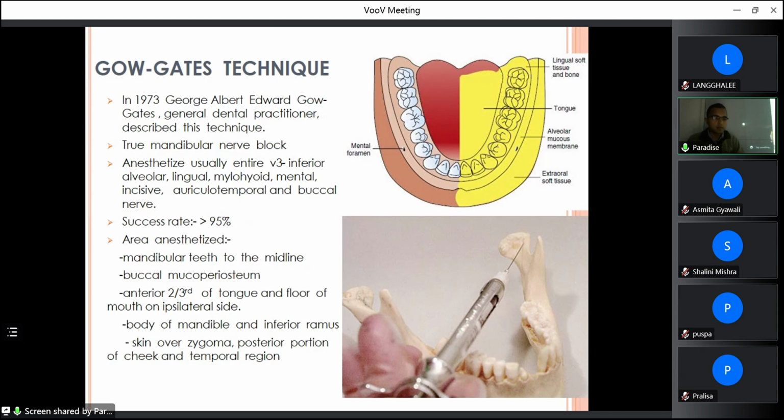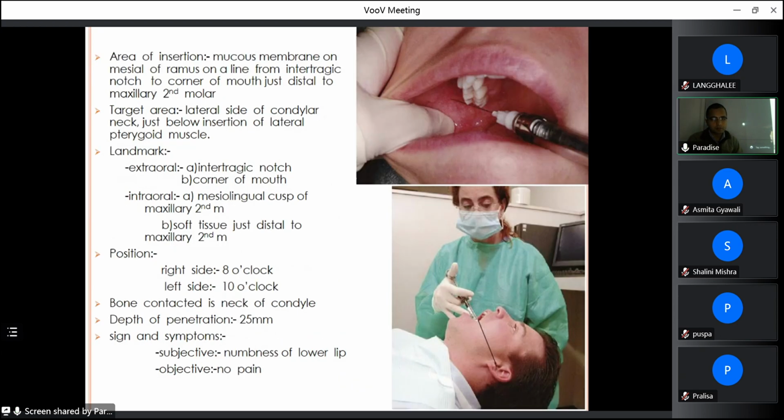Area of anesthesia: mandibular teeth to midline, buccal mucoperiosteum, anterior two-thirds of tongue and floor of mouth on the ipsilateral side, body of mandible, inferior ramus, as well as skin over the zygoma, posterior portion of cheek, and temporal region. The area of insertion is the mucous membrane on the mesial of the ramus, on a line from the intertragic notch to the corner of the mouth, just distal to the maxillary second molar tooth.